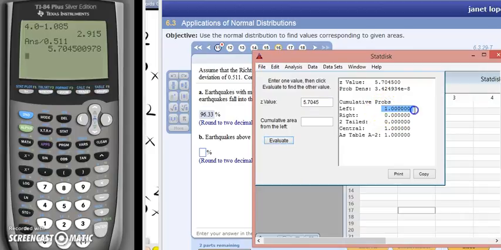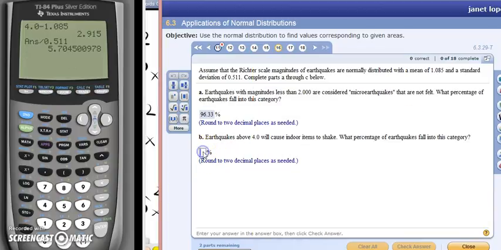To the left is 1.0000, and to the right it's just 0.000. We're actually looking for the right side because it says above. If it says above, it's the right. If it says less, it's the left that they're looking for.